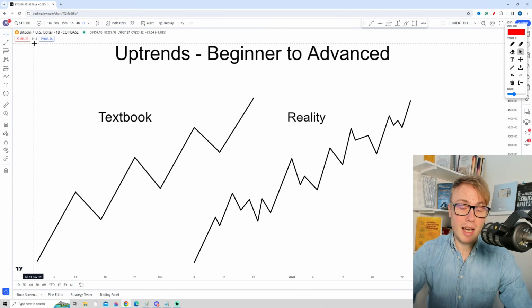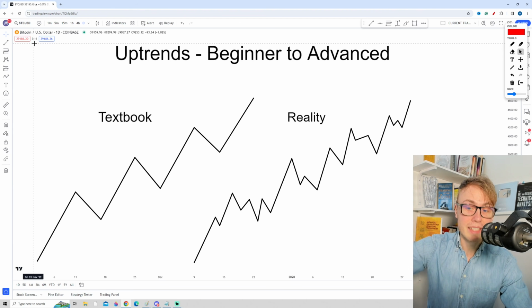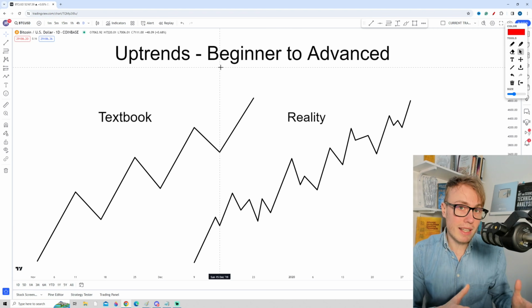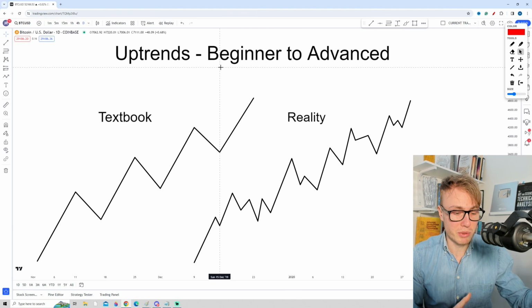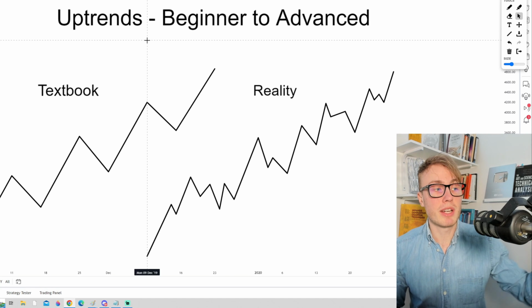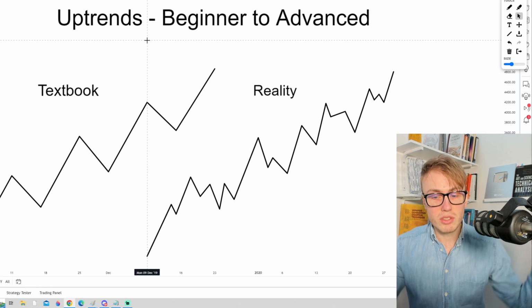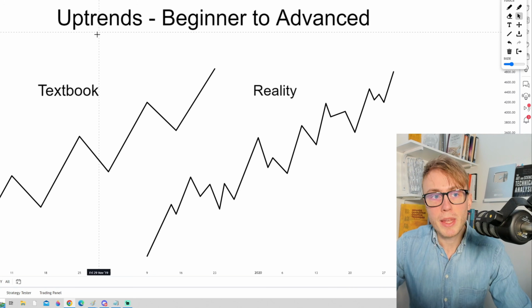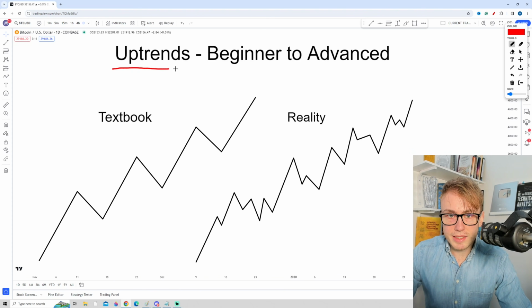And on the surface, uptrends and downtrends feel pretty simple. You know, an uptrend is when the price goes up, obviously, and a downtrend is when the price goes down. But if it really was that easy, then all traders would make money. But in reality, most traders actually lose. And I personally think a huge reason for that is that many beginner traders don't take the time to truly master market structure. So now let's start by taking a look at the uptrend here.